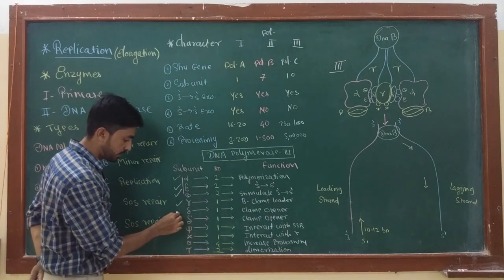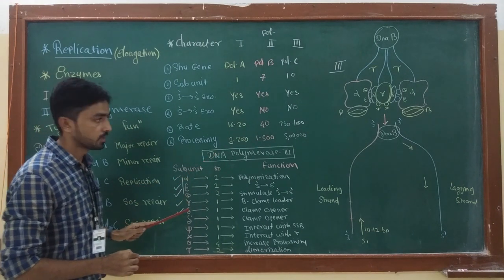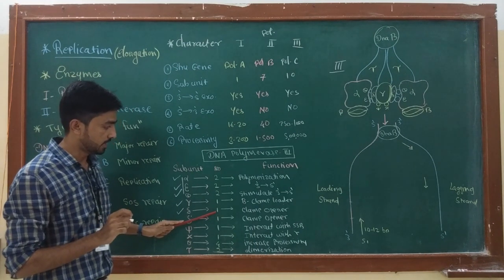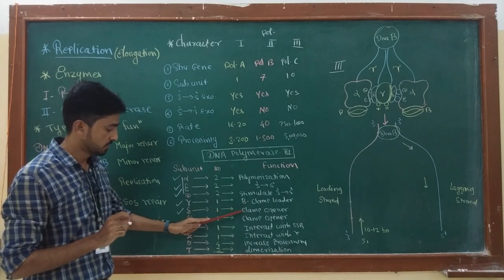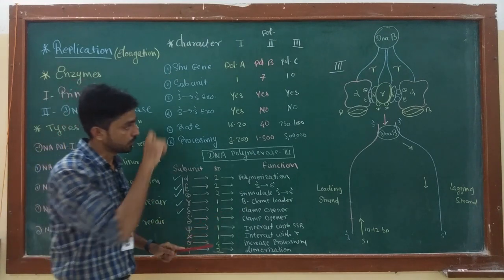The next subunit in DNA polymerase 3 is delta. There is a total of one delta subunit in DNA polymerase 3, and the function of this delta subunit is clamp opener. Here you can see delta.